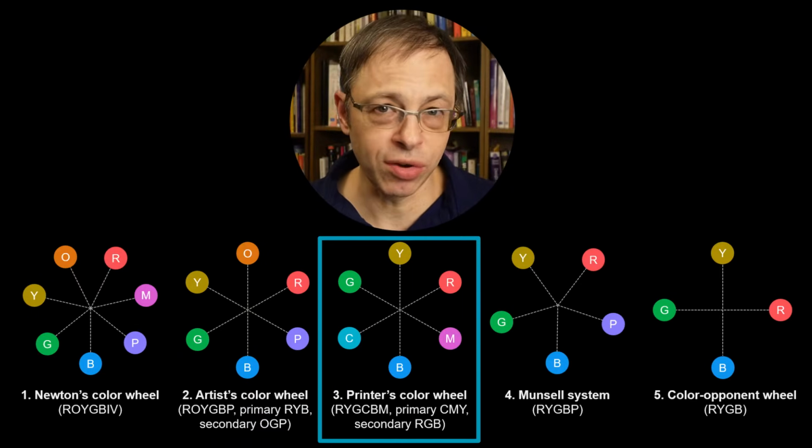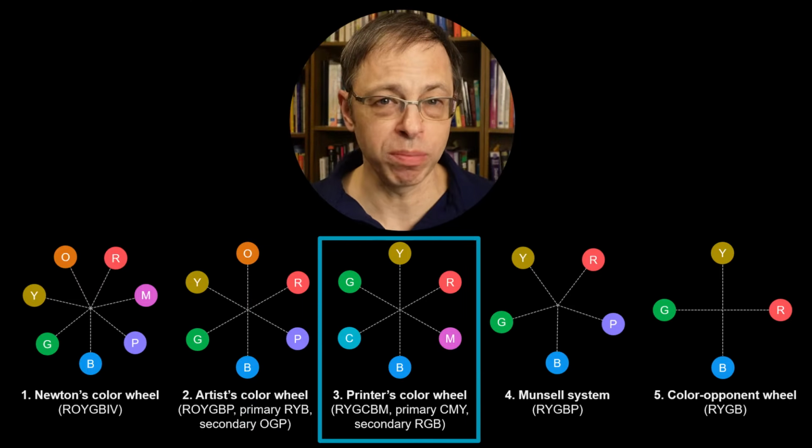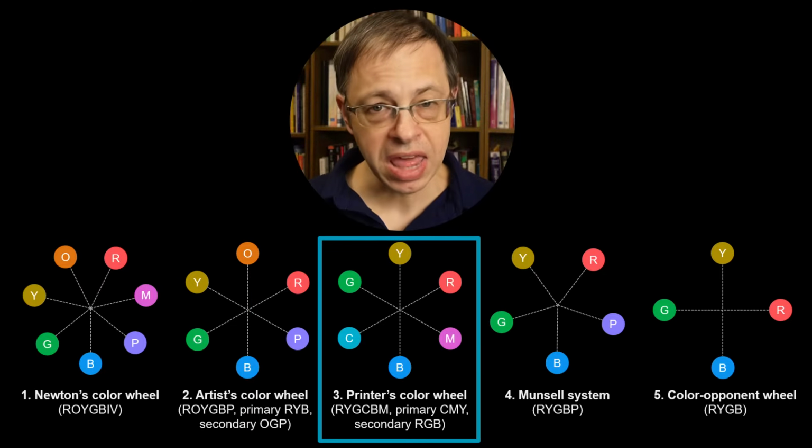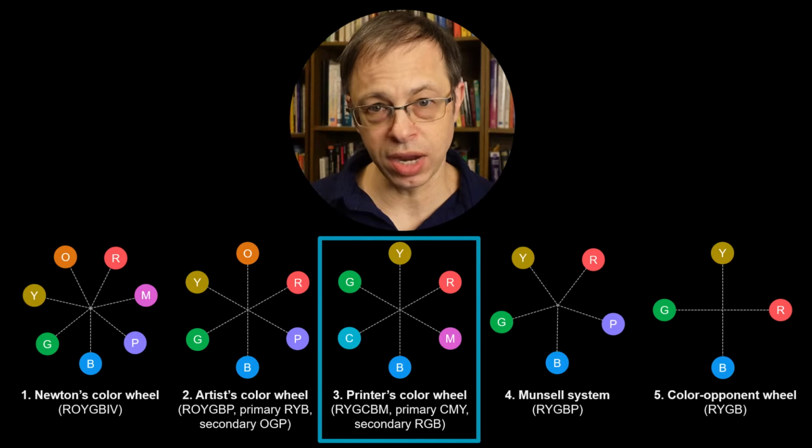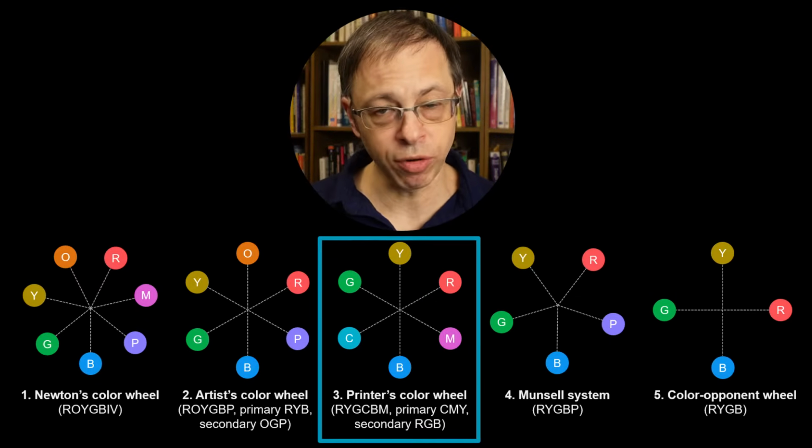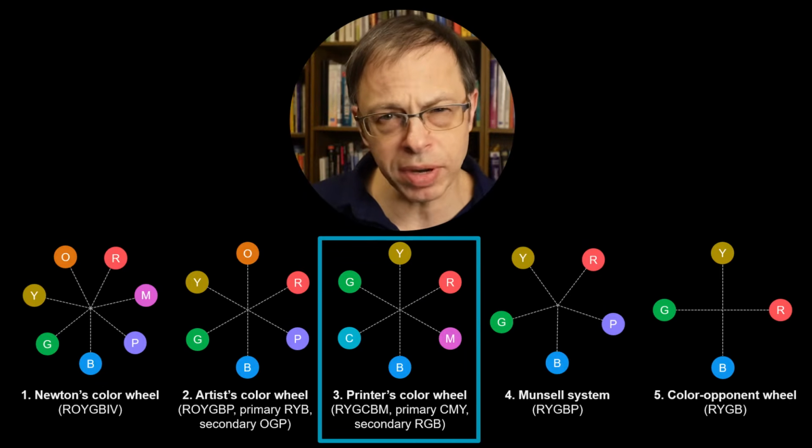The printer's color wheel is perhaps one of the most important. And the reason is that this is the color wheel that we use in computers. So we use it for visual displays, but we also use it for print reproduction. So let me show you why.